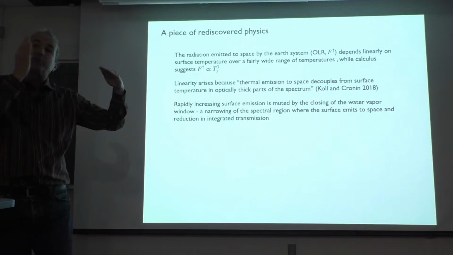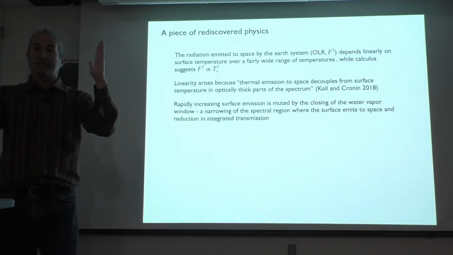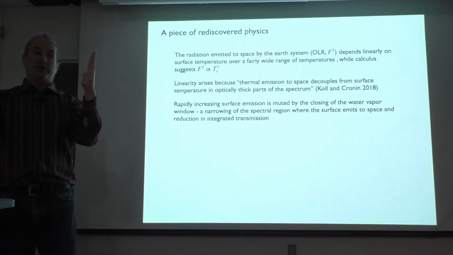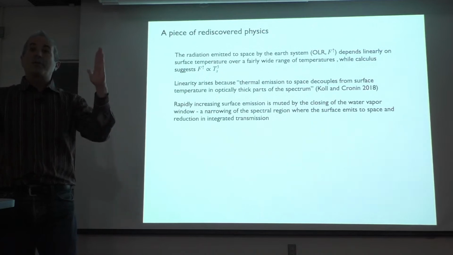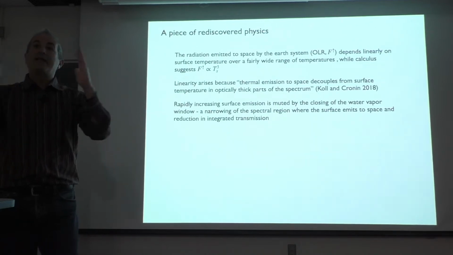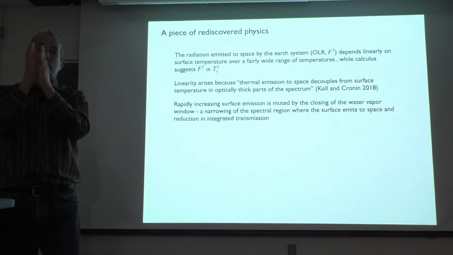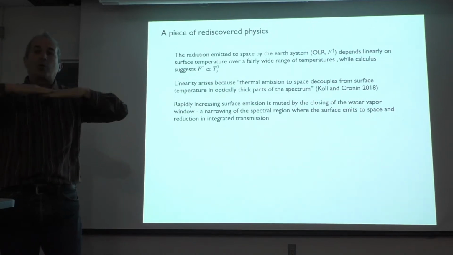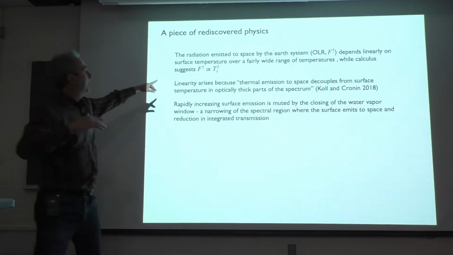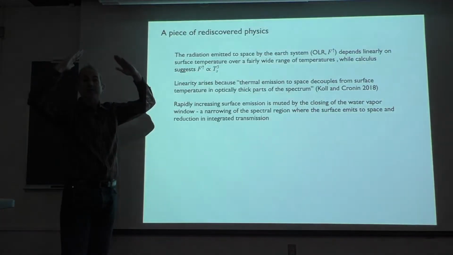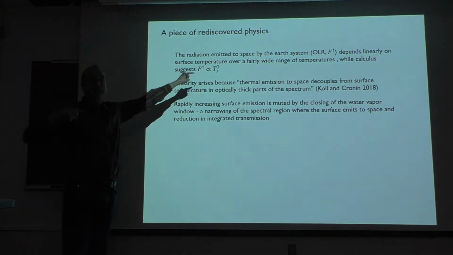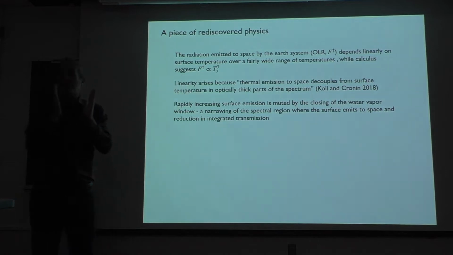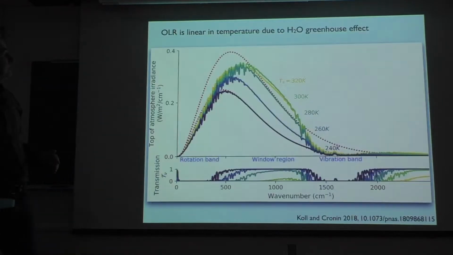The part of it that goes from optically thin to optically thick is the edge of the water vapor window. So the water vapor window starts to close. And that closing of the water vapor window happens at a rate that more or less exactly compensates a bunch of the increase in surface emission. So the surface emission is in fact increasing, but the water vapor window is closing. And you can see that in a figure from their paper.